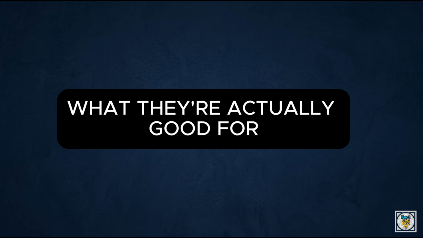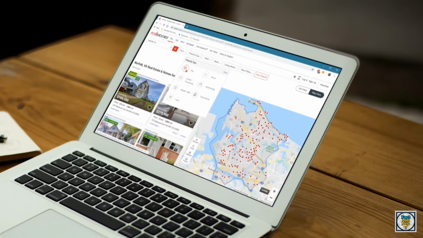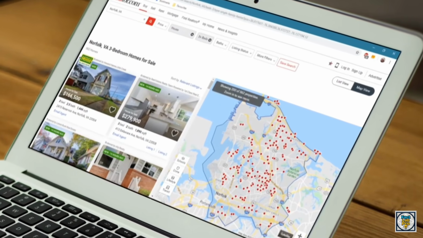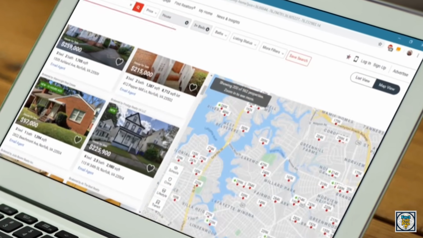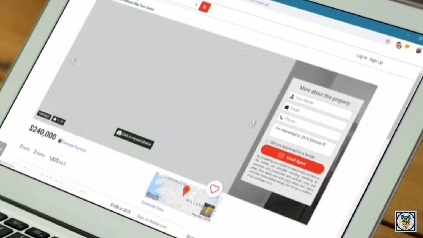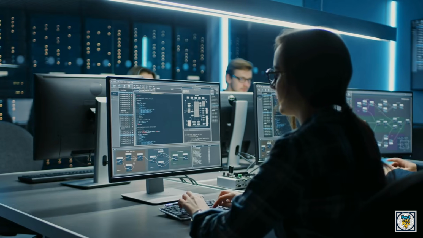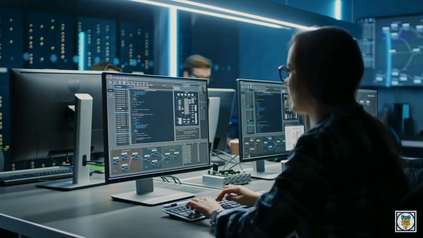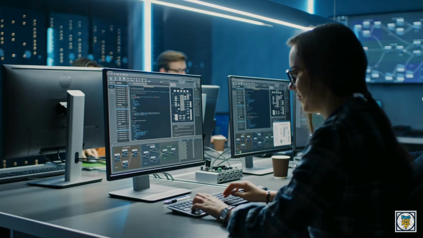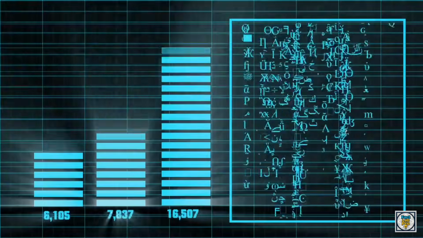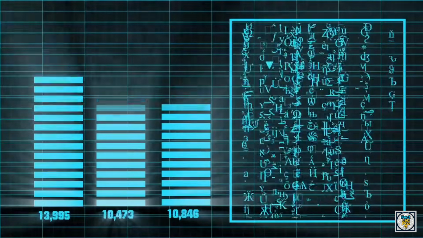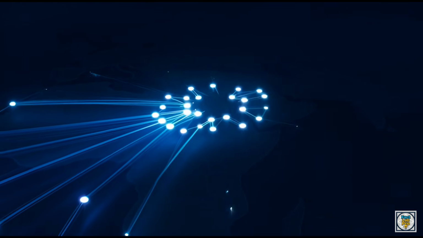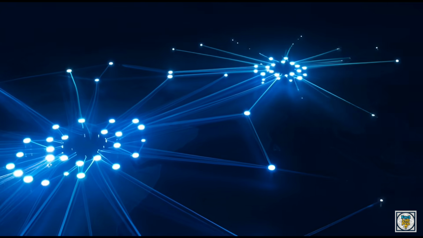Here's where a lot of people get the wrong idea. Quantum computers are not going to replace your laptop. They're not faster at browsing the internet, editing a video, or running most apps you use every day. For the vast majority of everyday computing, a classical computer is still better, cheaper, and more reliable. What quantum computers are genuinely good at is a specific category of problem. Ones involving enormous numbers of variables interacting with each other, the kind of problem that would take a classical supercomputer an impractical amount of time to brute force through.